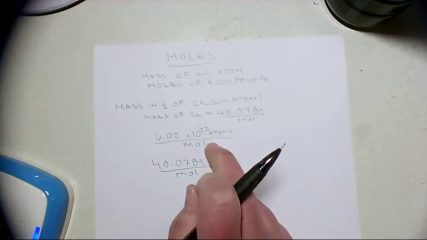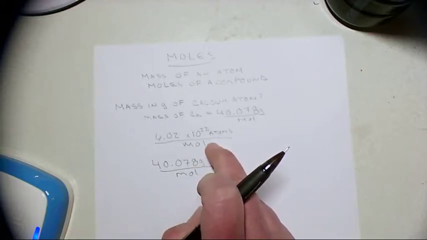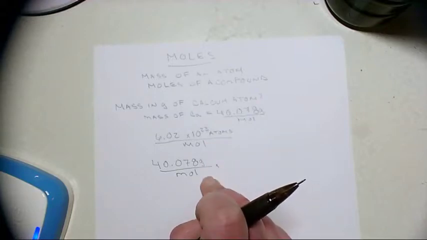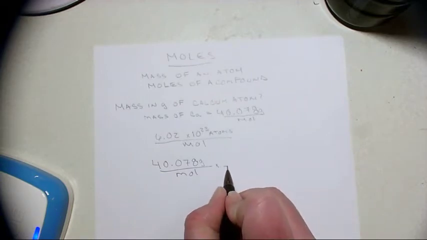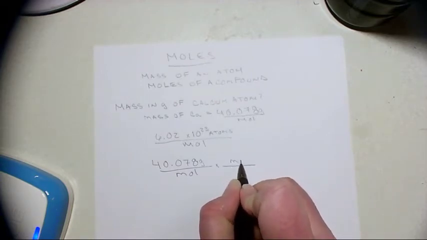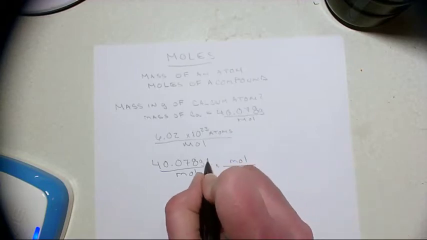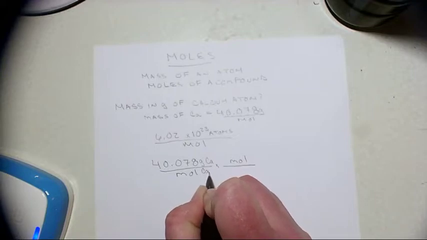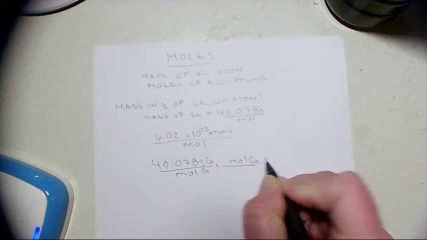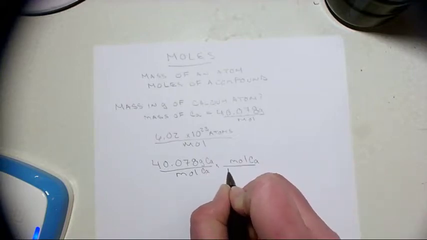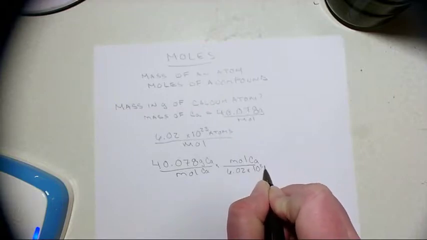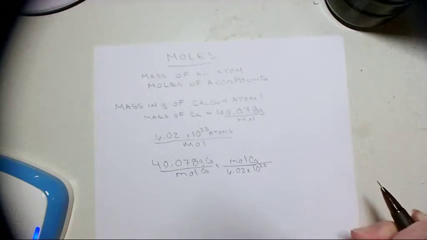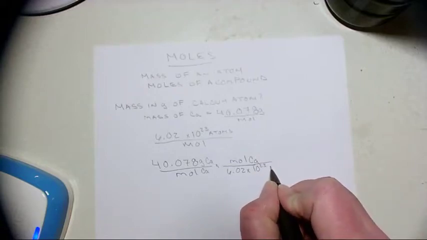times, now if I left this in this form, I would end up with moles squared on the bottom, grams times atoms on the top, so my units wouldn't work at all. I need to flip this. Per mole, grams calcium. Actually, we should make sure that we include that. Per mole calcium. And there are 6.02 times 10 to the 23rd calcium atoms.